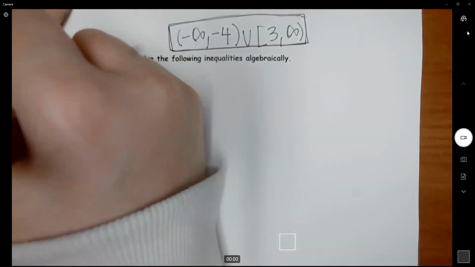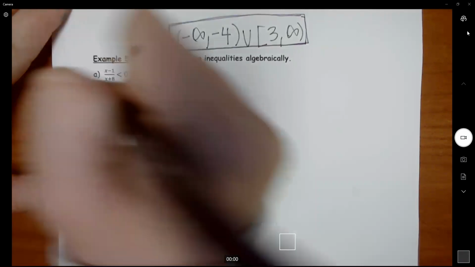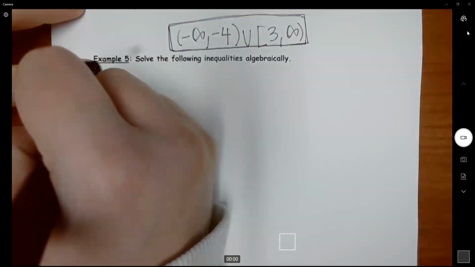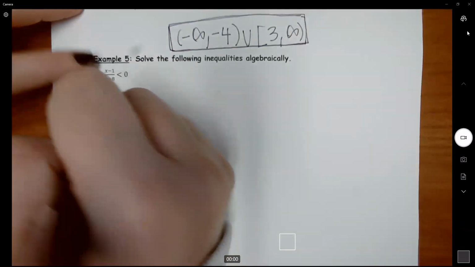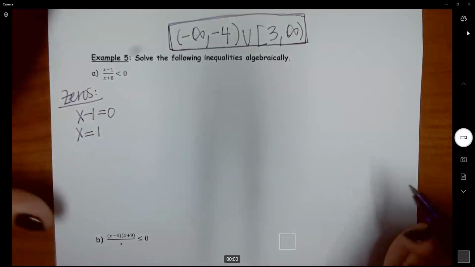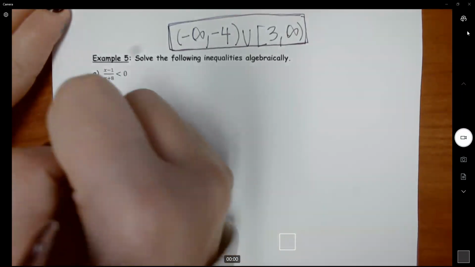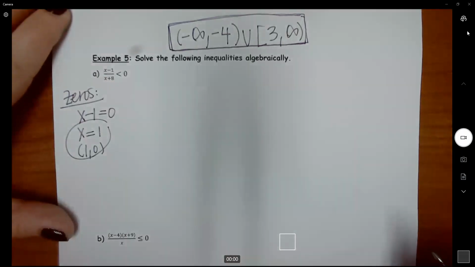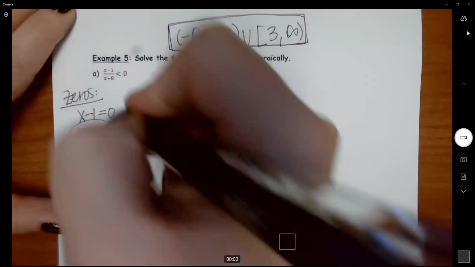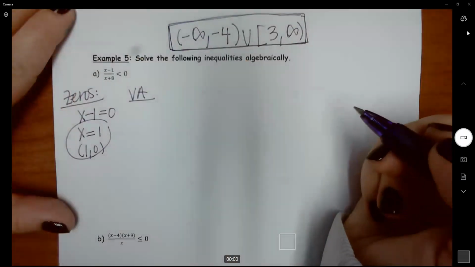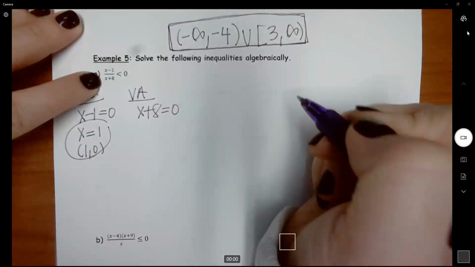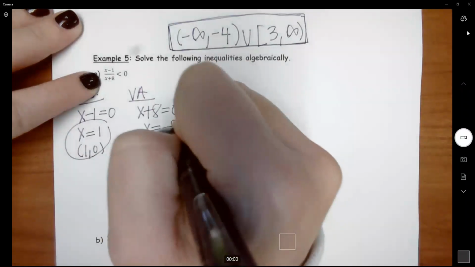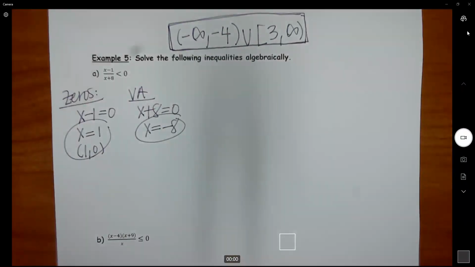Let's first find our zeros. We find our zeros by setting the top, in this case x minus 1, equal to 0. We'll subtract that over and get x equals 1. So we have a zero at the ordered pair (1, 0). I also need vertical asymptotes. You do that by taking the bottom and setting it equal to 0. We'll subtract that over, and we have a vertical asymptote at the equation x equals -8.